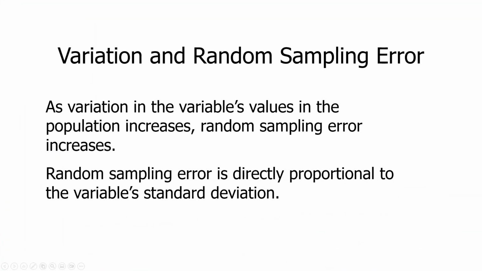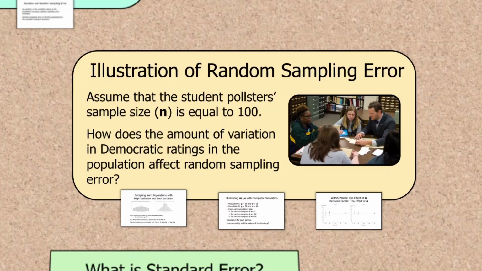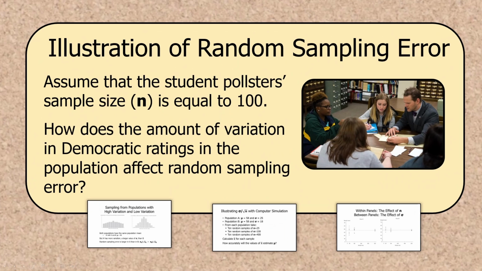Let's look at the more difficult question of variation in random sampling error. As we've seen, as variation in the population parameter increases, random sampling error increases. Now let's assume, as we have been, that the Pollsters' sample size is equal to 100. So just in your head, you can calculate the square root of 100 would be 10. So in the denominator, the Pollsters are going to have a value of 10.